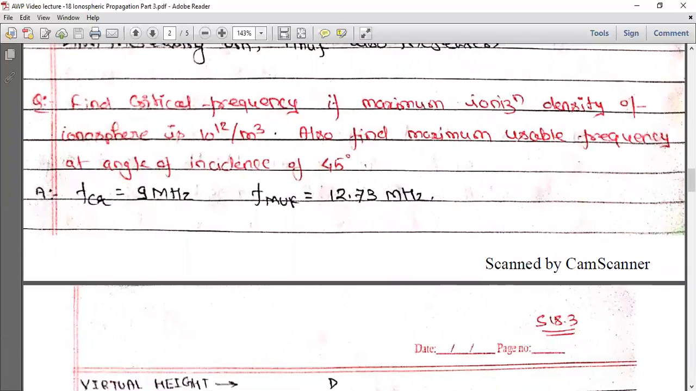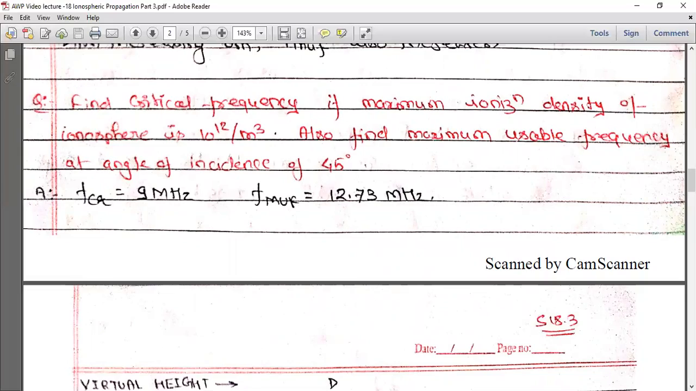Now we have a numerical problem for you. I have not solved it; rather, I have just given you the question and the answers. You have to find the critical frequency if the maximum ionization density of the ionosphere is given by 10 to the power 12 ions per meter cube. So the maximum ionization density, N max, is given to you, and you have to find the critical frequency.